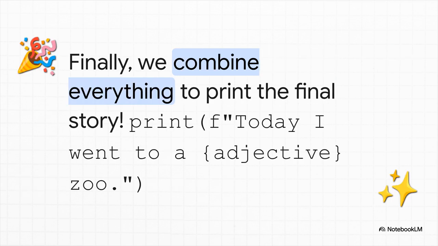And now for the big reveal. We print our story again using that special F string. But this time, inside these curly brackets, we put the name of our variable, adjective. As soon as Python sees that, it opens up the box, grabs the word the user gave us, and plugs it right into the sentence. And boom, you get a new custom story every single time.